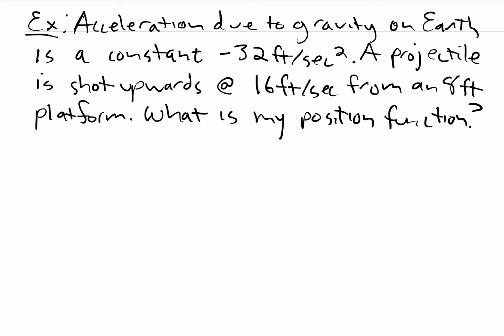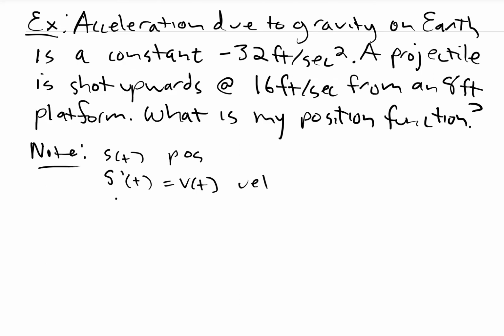A projectile is shot upwards at 16 feet per second from an 8-foot platform. What is my position function? Now, a comment on how to solve this. Based on the information that we know thus far in class, we know that if you start off with a position function and you take a derivative of it, you get the velocity function. Now, if you go a step further and you take a derivative of that, what you're going to get in turn is the acceleration function.